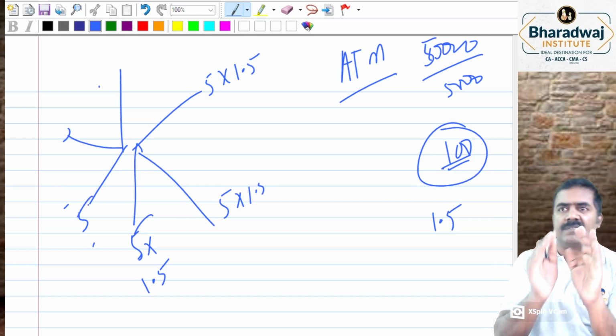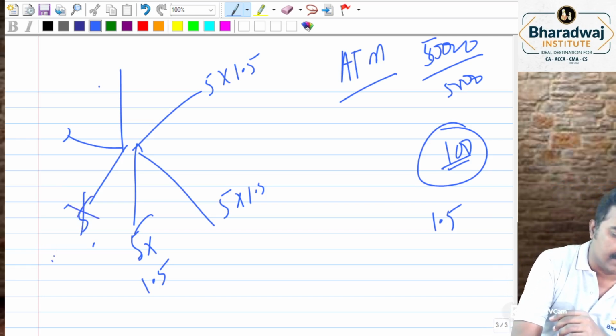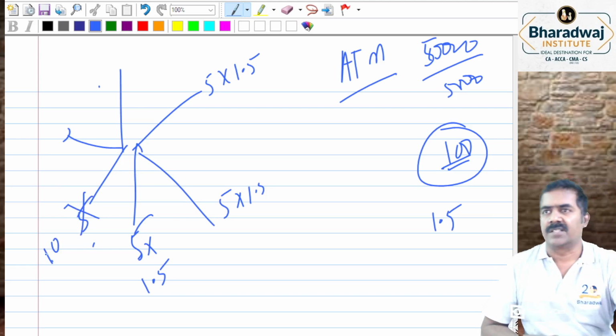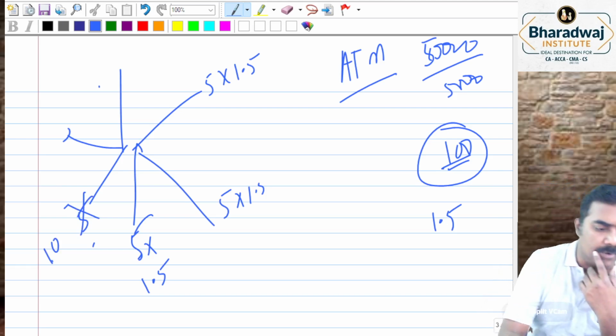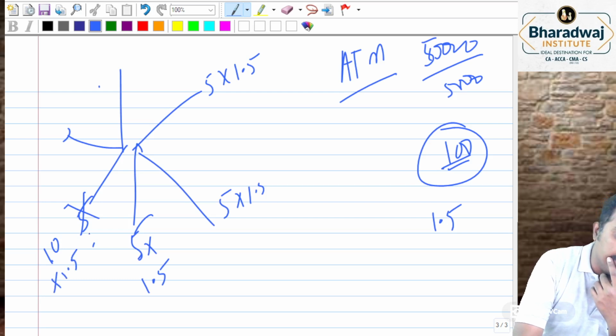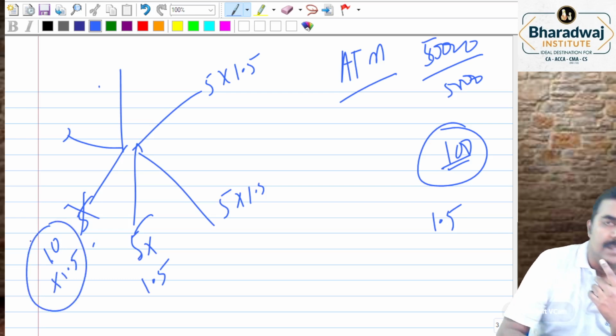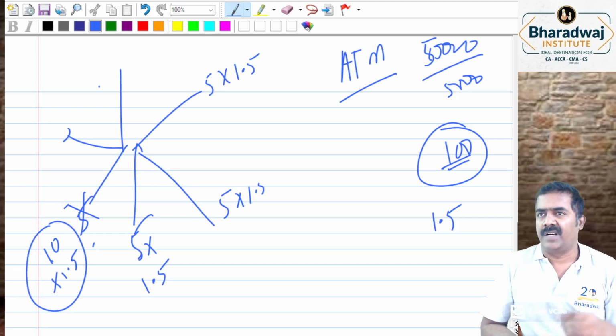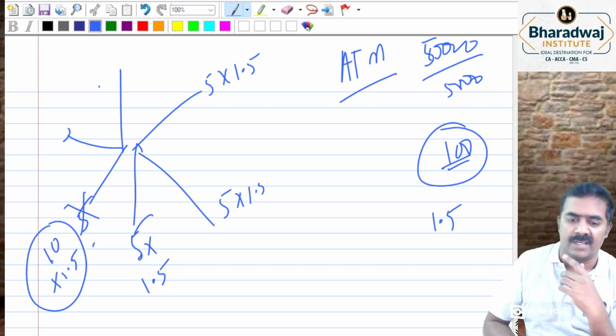Okay. The system was slow. Instead of 5 minutes, a customer has taken 10 minutes of time because of internet connectivity. The speed is slower than usual. You will charge 10 into 1.5. The customer went only for activation of a card. It took 10 minutes of time. You will charge 15 for the customer.